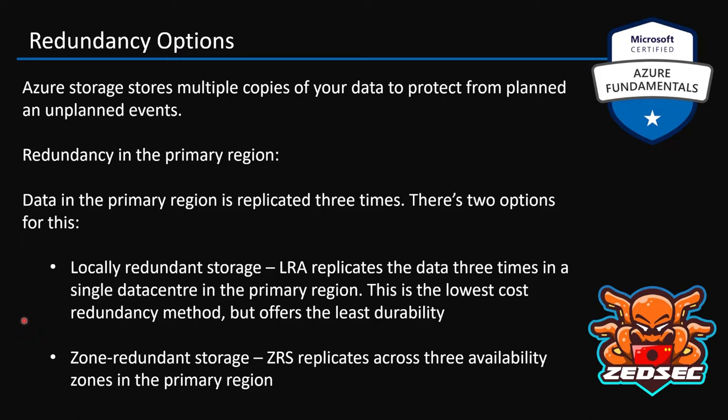So for redundancy options in Azure, Azure Storage stores multiple copies of your data to protect from planned and unplanned events. So for redundancy in the primary region, data in the primary region is replicated 3 times, and there's 2 options for this. There's locally redundant storage, LRS, which replicates the data 3 times in a single data center in the primary region, and this is the lowest cost redundancy method, but it offers the least durability. Then there's ZRS, zone redundant storage, which replicates across 3 availability zones in the primary region.